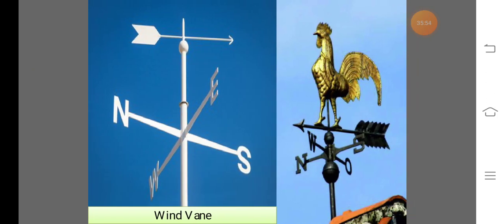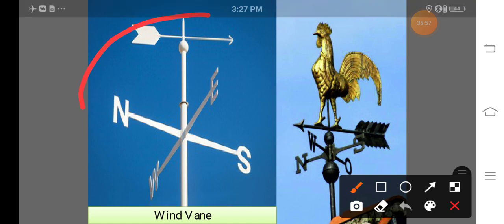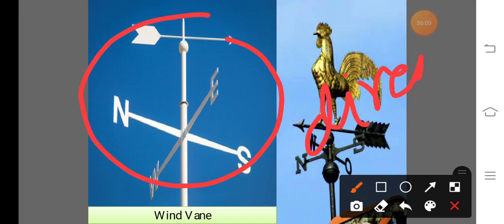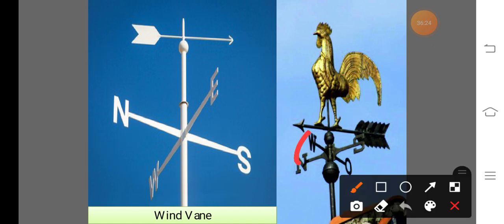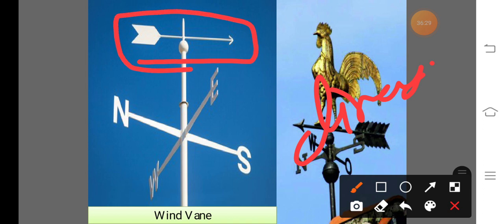Next one, wind vane. The wind vane is used to determine the direction of wind. There are basically four main directions: north, south, east and west. These are the four main directions, and there are also four sub directions. And this wind vane is used to determine the direction of wind. So see this picture, this arrow indicates the direction of wind.